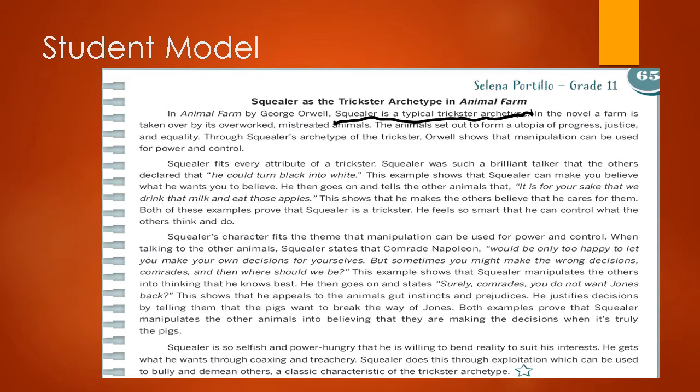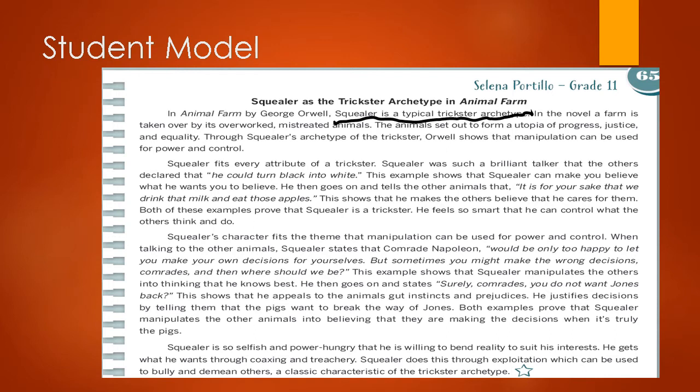The next paragraph says Squealer fits every attribute of a trickster. Squealer was such a brilliant talker that the others declared that he could turn black into white. This example shows that Squealer can make you believe what he wants you to believe. He then goes on to tell the other animals that it is for your sake that we drink the milk and eat those apples. This shows that he makes the others believe that he cares for them. Both of these examples prove that Squealer is a trickster. He feels so smart that he can control what the others think and do.